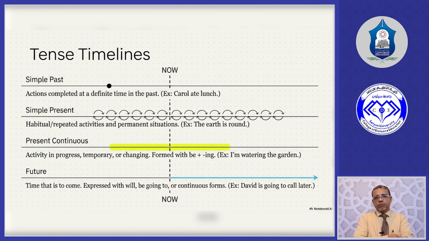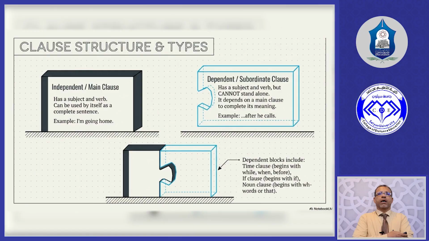Future, what will happen next? When we talk about the exam, you will have the exam after 2 or a month and a half, and so on. Time that is to come, expressed with will, be going to, continuous form, and so on. David is going to call later. So of course, there is a rule for how to use will, and there is a rule for how to use be going to, and there is a rule for how we use continuous forms to talk about the future.